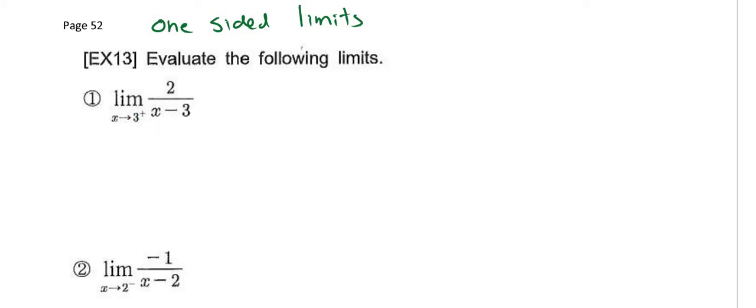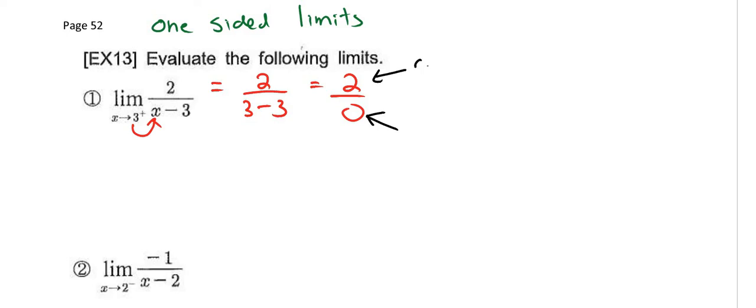One thing that you might recognize is that if you did plug in 3 here as a direct substitution step, you would get 2 over 3 minus 3, which gives you 2 over 0. Now, although that doesn't give us a great answer, whenever you have a 0 in the denominator and your numerator is okay, this is telling you that you're dealing with a vertical asymptote.